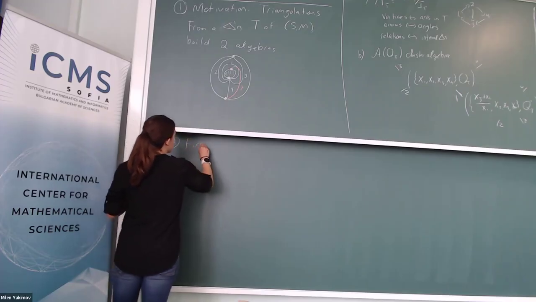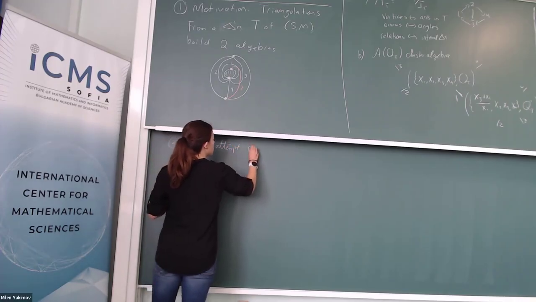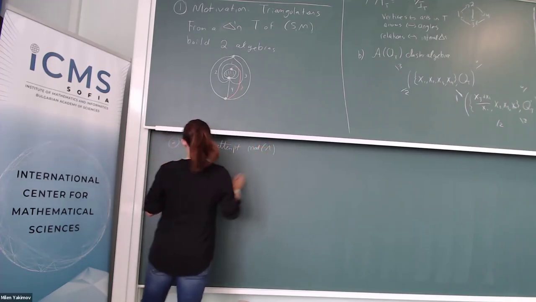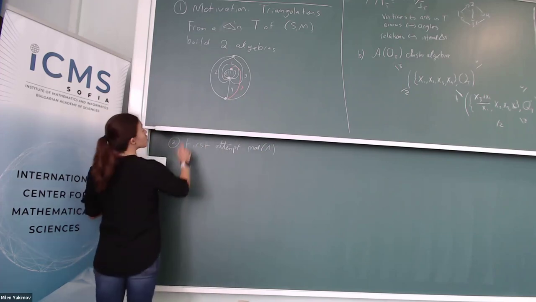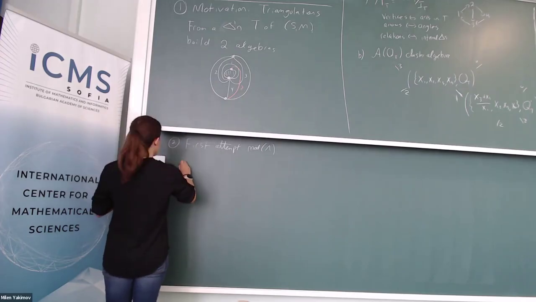Our first example is a gentle algebra that's not Jacobian, not coming from a triangulation. So this looks similar.